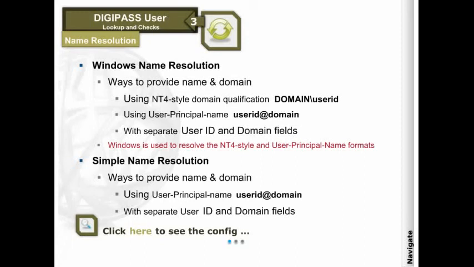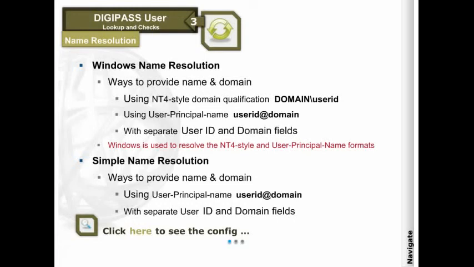However, if the Windows name resolution process is enabled and fails, the login is rejected. Therefore, a login with a user ID that does not correspond to a Windows user account will be rejected. With this feature enabled, Windows is used to resolve the NT4 style and user principal name user ID formats.